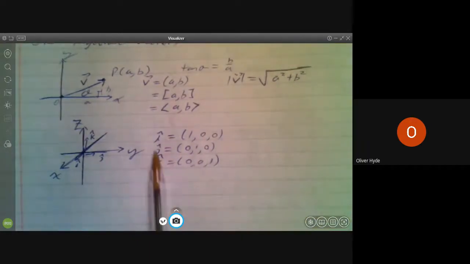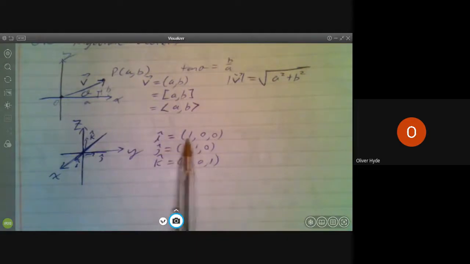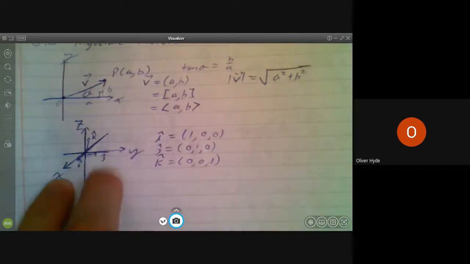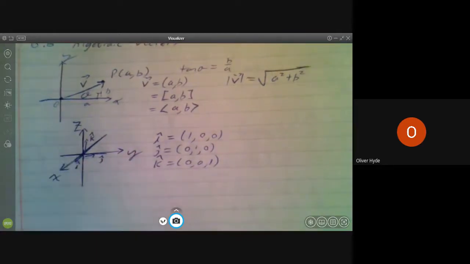You could argue that i hat in R4 is going to be 1, 0, 0, 0. I have a hard time drawing a 3-dimensional diagram on a 2-dimensional surface. I'm going to have a hard time drawing a 4-dimensional diagram on a 2-dimensional surface. Again, look up Google, see what you can find.